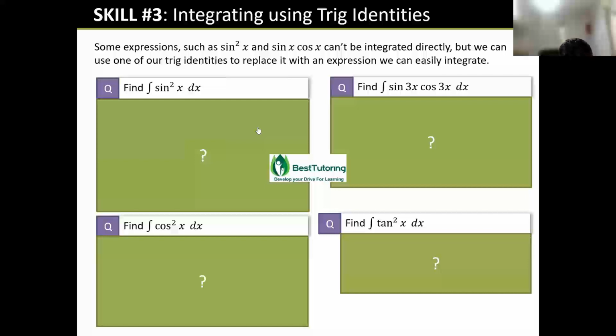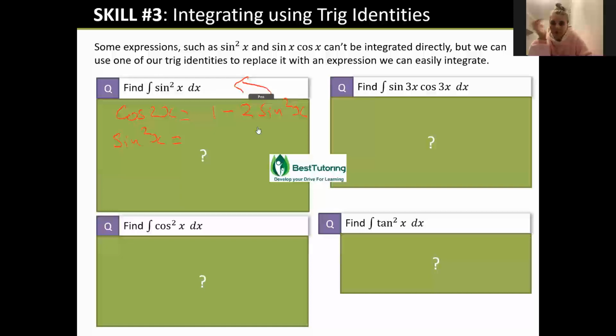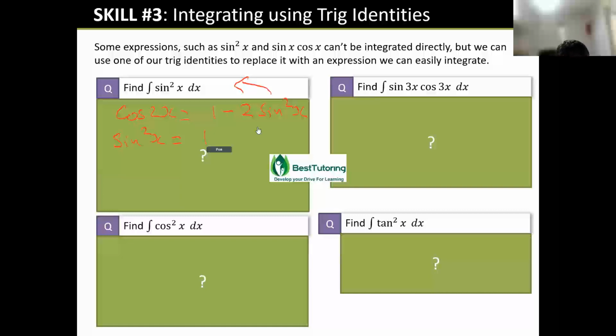We know that cos 2 theta, or cos 2x, is equal to 1 minus 2 sine square x. Now I will do it for you, then we can go through it. We need to make sine square x the subject. Kaya, can you help us with how we can make sine square x the subject? So you put the sine squared to... So what we get is sine square x equal to 1 minus cos 2x, divided by 2.